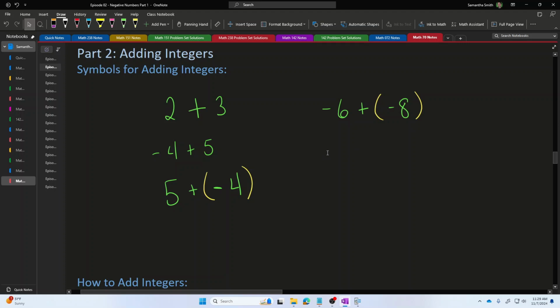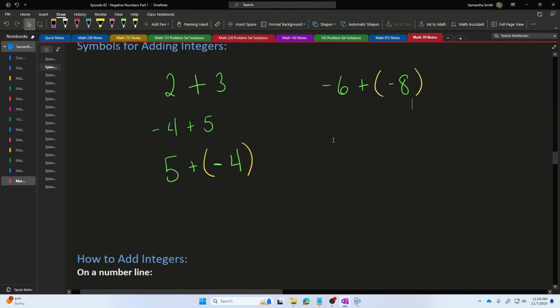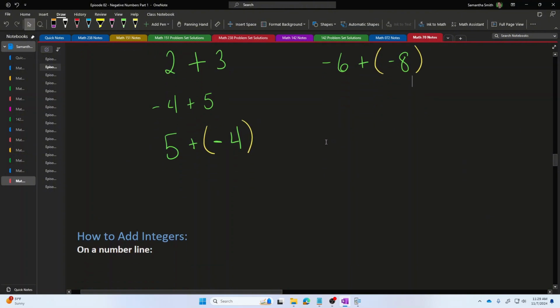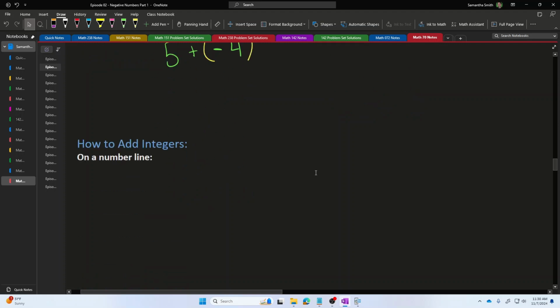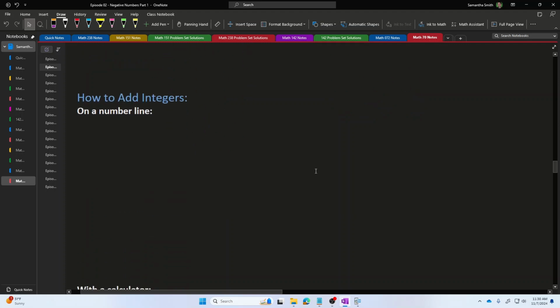So now that we've talked about how we write down addition of integers in symbols, let's talk a little bit about how we add integers together. How do we do addition when we have some negative numbers and some positive numbers in our addition? There are a bunch of different ways to add integers together. So let's talk about that. The first way to add integers together is to use a number line.